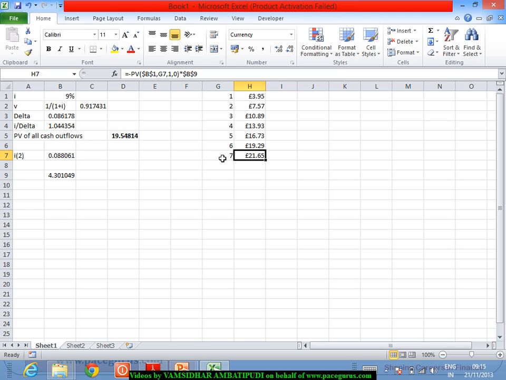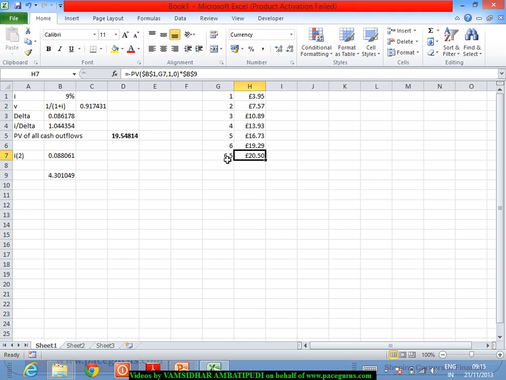If I do for 7 years, it's becoming almost 21.65. So this is where it is crossing the present value of the cash outflows. So in the seventh year after the cash inflows have started, the break even has actually occurred, or the present value of the cash inflows have crossed the cash outflows. If required, I can even check it with 6.5. Even by that time, the cash inflows have crossed the cash outflows.